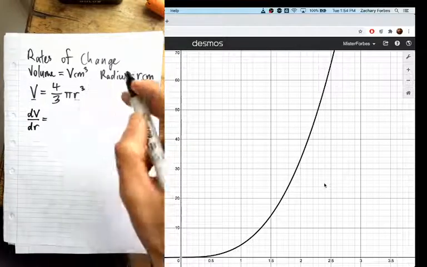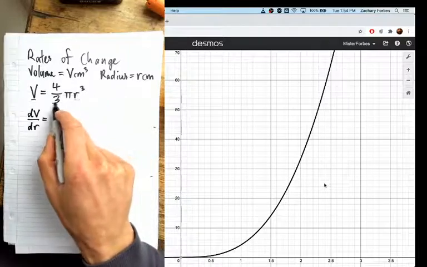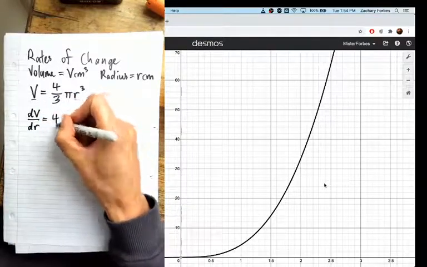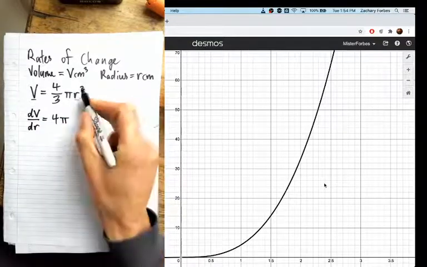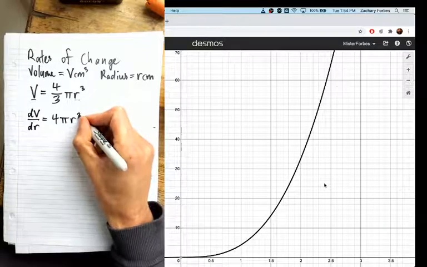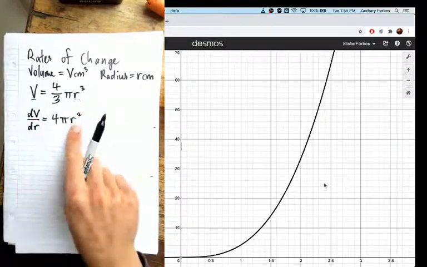So we just multiply this number by 3, and it's really handy because multiplying this by 3 just gets rid of that over 3 there. So it's going to be 4 pi, and then all we need to do is reduce the power by 1, so 3 minus 1 is 2. So the derivative of the volume of a sphere is 4 pi r squared.